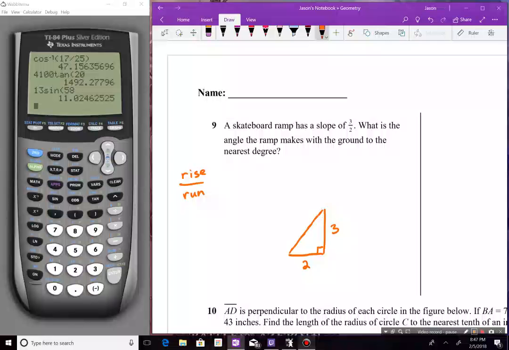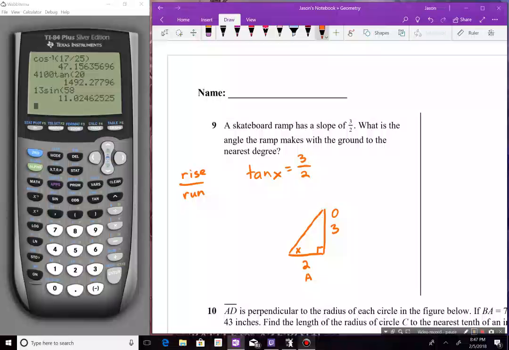Okay. We want to know what degree angle it has with the ground to the nearest degree, so we're going to go to a whole number. We want to know this angle here on the ground. So 3 is opposite, 2 is adjacent. The trig function that uses opposite and adjacent is tangent. So tan of your angle x equals 3 over 2, opposite over adjacent.